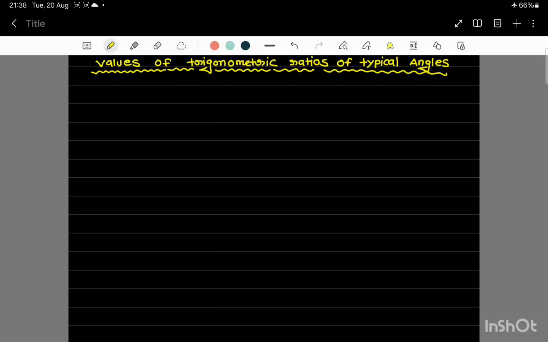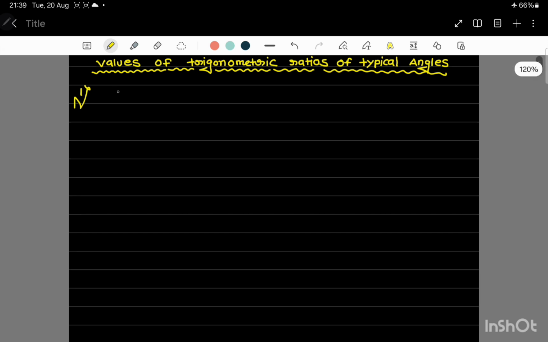Hello, good evening. So today we are going to discuss values of trigonometric ratios of typical angles. So how to find the values of trigonometric ratios of typical angles? For example, sine 15 degree.